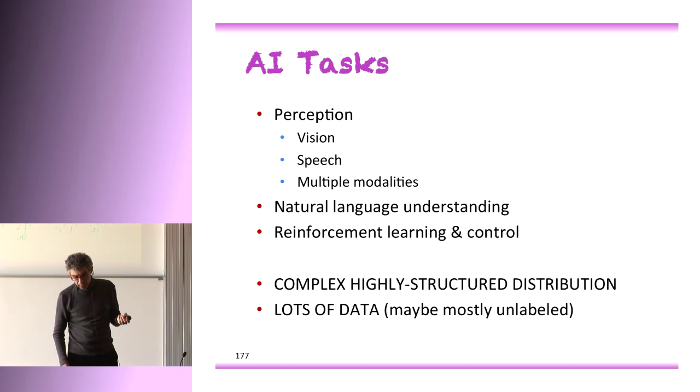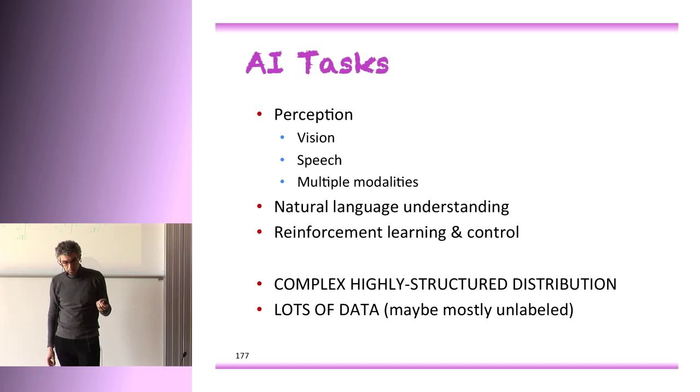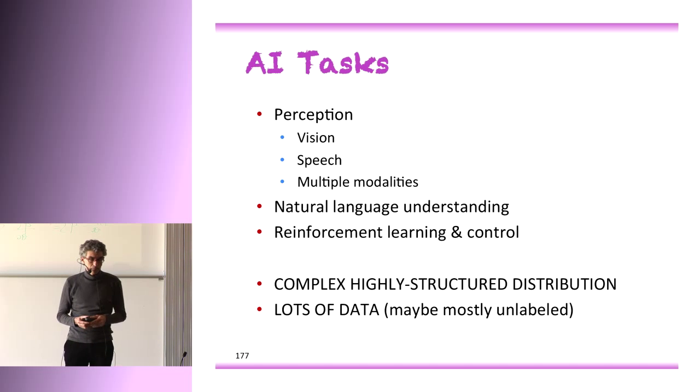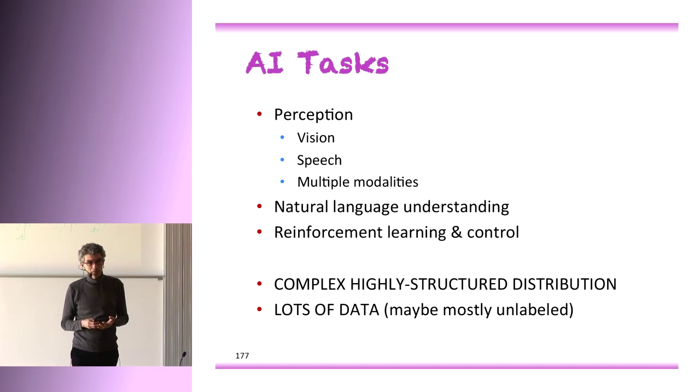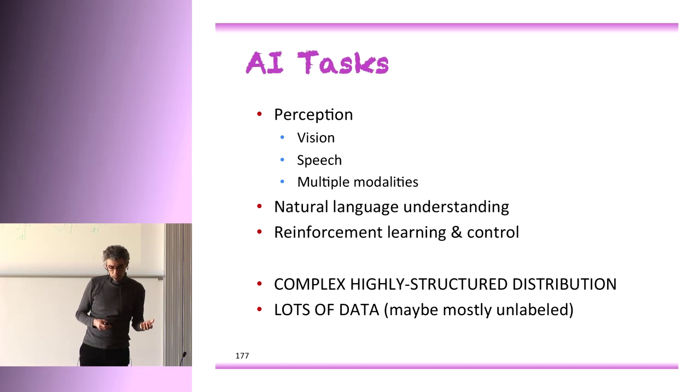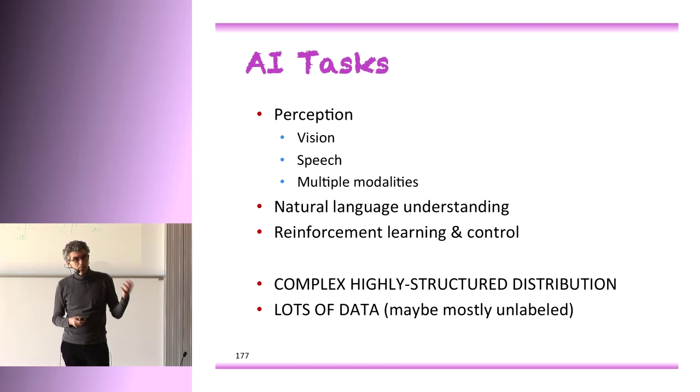So the kinds of tasks, first of all, on which these things have been used and for which they seem to be well suited, tend to fall in this category of AI tasks. So perception in general, they've been used a lot in vision, first for object recognition, but now they are being used for other tasks, object detection, segmentation.